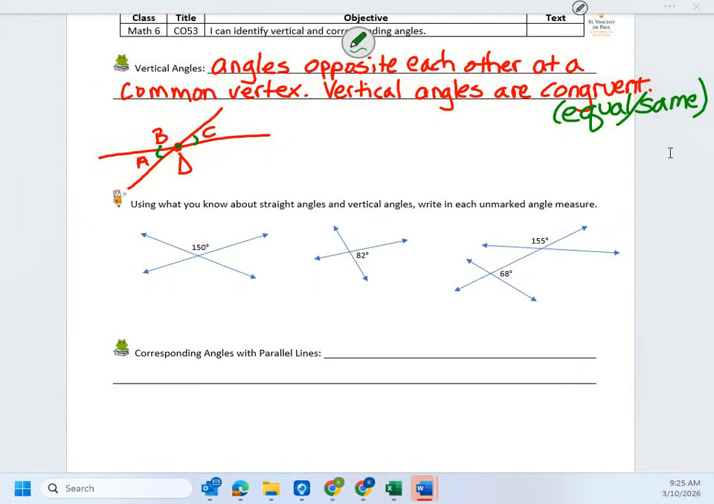What else are vertical angles? Alex? B and D are vertical angles. They are opposite, they share that vertex, and they are congruent. So those vertical angles are opposite each other on that vertex.